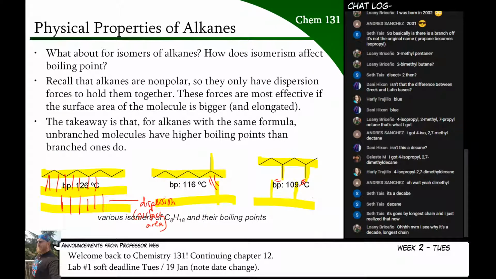As a result, what happens is the more branches that you have, the lower the boiling point is. So let's write that down. More branches, lower boiling point.